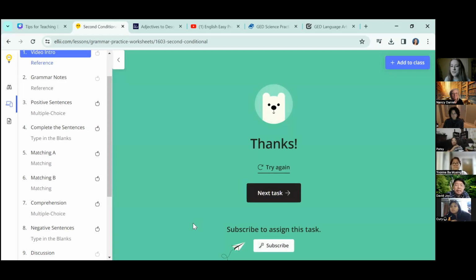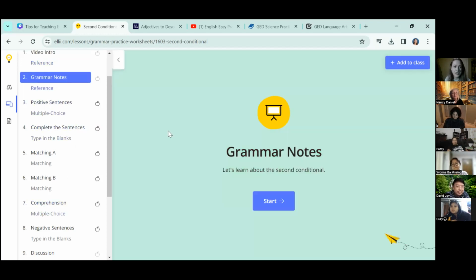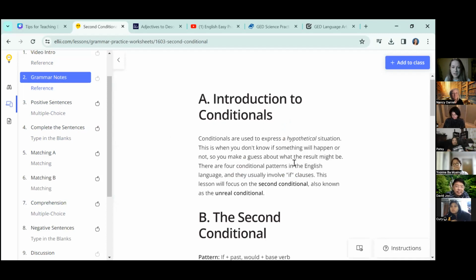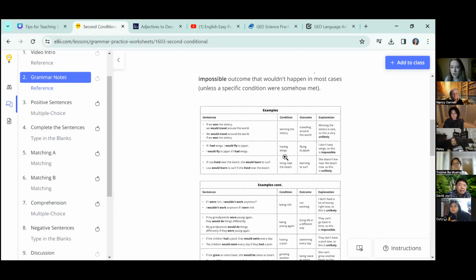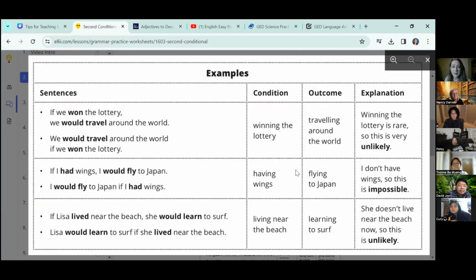Think about how much fun you could have with students just coming up with if-then clauses, right? Getting them comfortable with that kind of language. Then there are grammar notes that you can work through if you wanted. Some of these little graphs and charts can also be really, really helpful for students who want to have a quick reference to go back and look at.